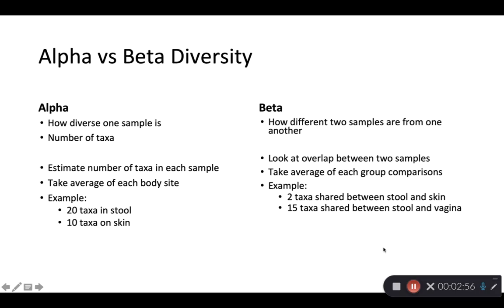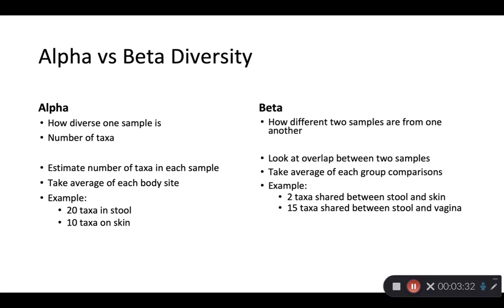So a few different comparison points between these two ideas of alpha and beta diversity. For alpha diversity, we can look at how diverse one sample is. We could look at the number of taxa present. We could estimate the number of taxa in each sample. You might remember rarefaction is helping to make those estimates the same for different samples or the same sample size. We could take the average number of taxa found at different body sites. We could do something like, hey, we found 20 different taxa in the stool sample, but only 10 different taxa in the skin sample. Whereas with beta diversity, again, you're comparing how different those samples are from one another.